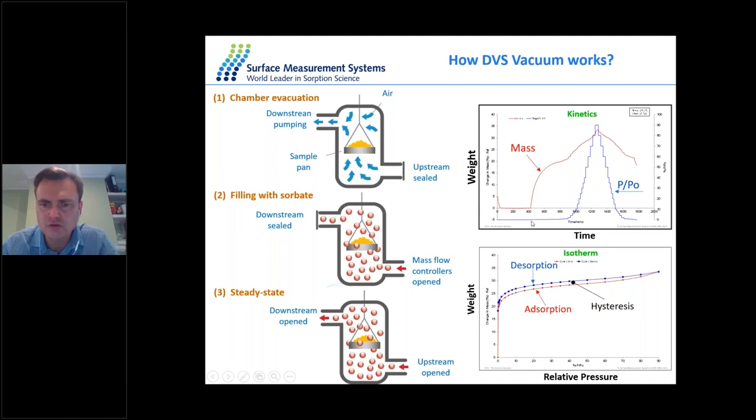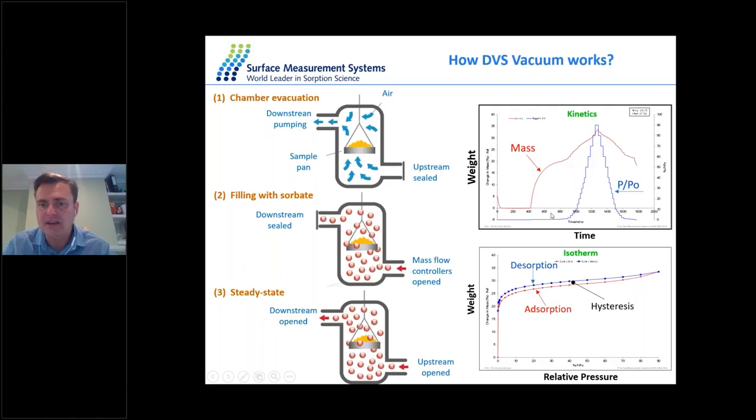Then we introduce water vapor in a controlled manner at very low concentration, about 0.1% P/P0, not RH, and we wait for the mass equilibrium. The mass equilibrium is this solid red line, where you reach the plateau. Once the mass equilibrium is reached, we move to the next, higher relative pressure step. As you step up the relative pressure, we observe the gain in mass all the way up to 90%. And when we step down the relative pressure, we observe mass loss.